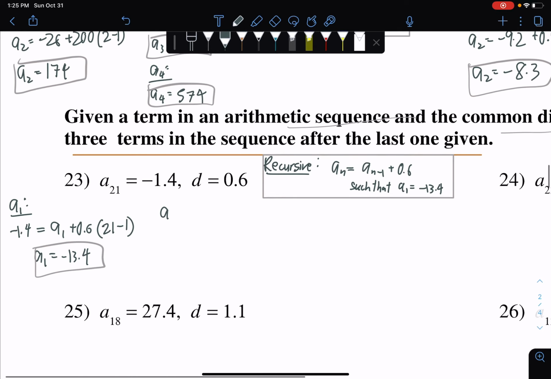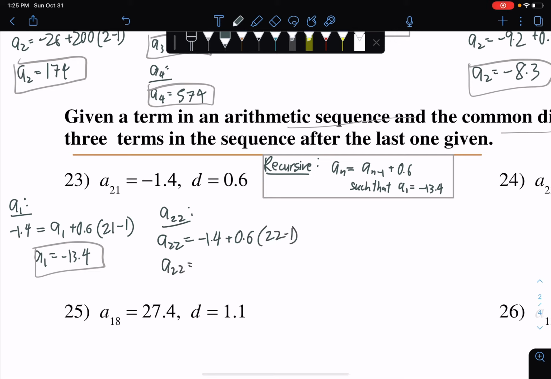Finding the three terms in the sequence after the last one given, after a sub 21 is a sub 22. Find a sub 22. A sub 22 is equal to negative 1.4 plus 0.6 times the quantity 22 minus 1, aka 21. A sub 22 is 11.2.